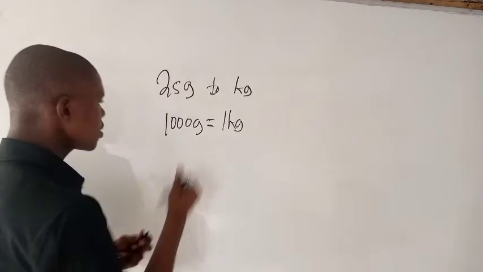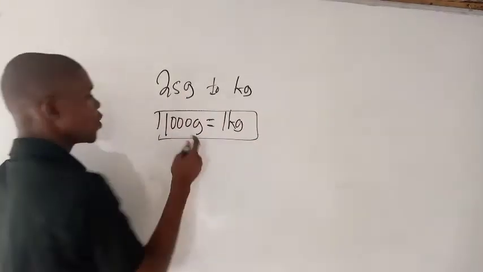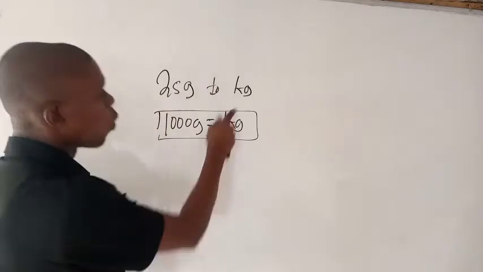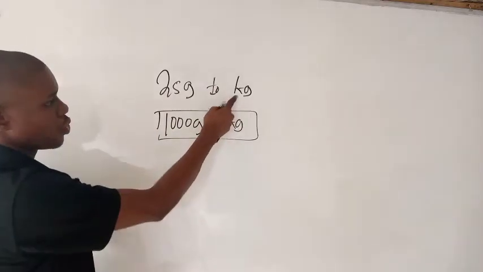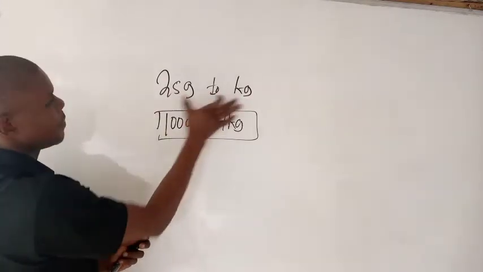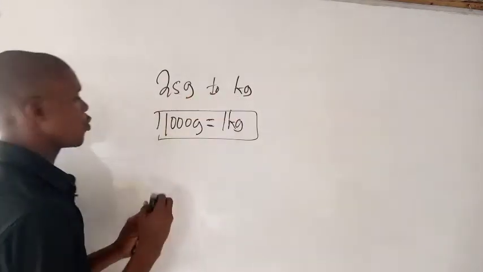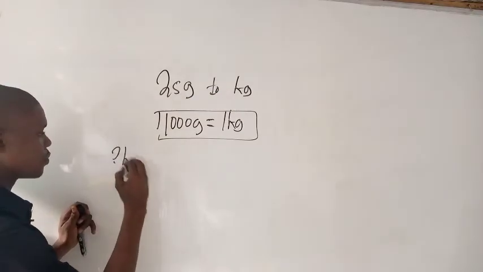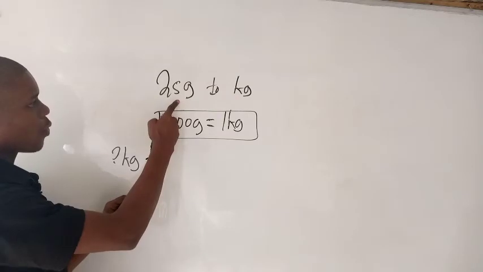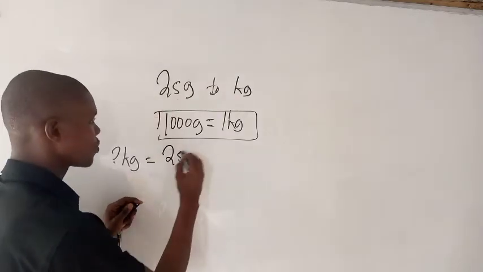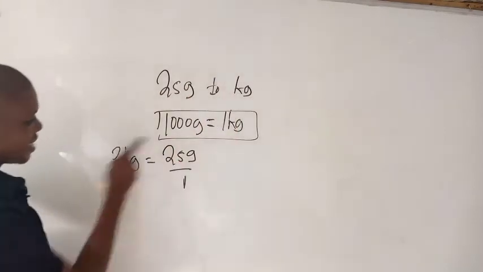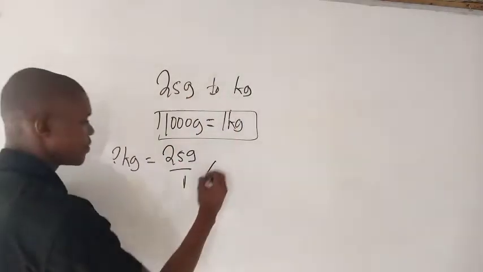After knowing this, you are now going to use it in the conversion process. What are we converting to? We are converting to kilogram. So we are converting gram to kilogram, and you express it as a mathematical statement. Because I am looking for kilogram, I write kilogram equals what? What are we converting? We are converting 25 gram over 1, times.